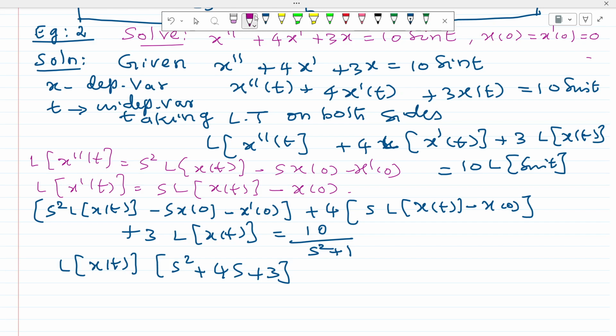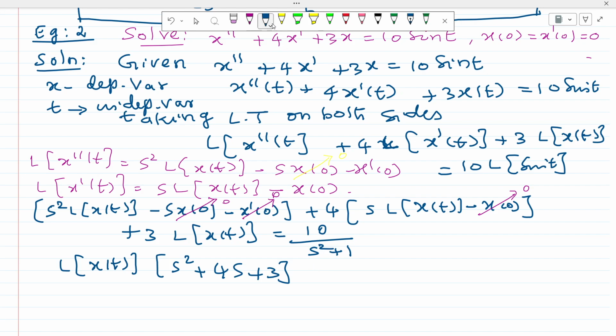Listen, what is x of 0 here? X of 0 is 0. X dash of 0 is also 0. So the initial conditions are 0. No other terms are there.